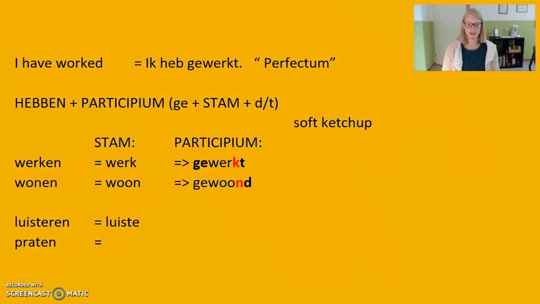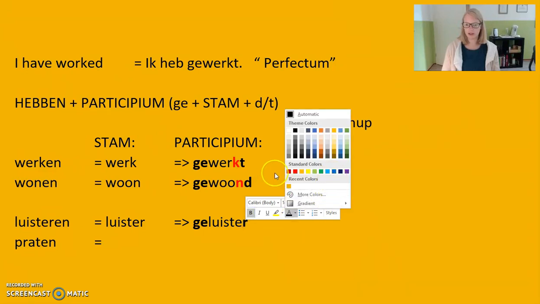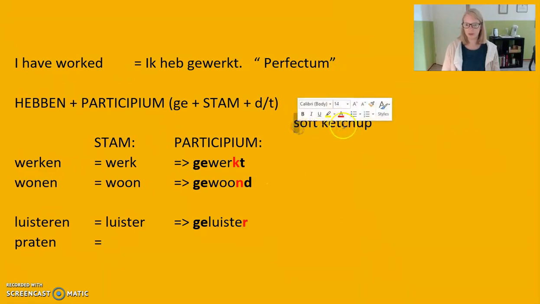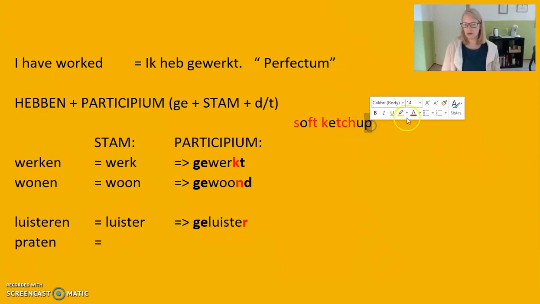The stem of luisteren is luister. You just take away en. We start with ge, like we did with all the other ones as well. Then we put the stem. And then we're going to look at the R. Is the R in soft ketchup? Let me see. It's not S, F, T, K, C, H, that's another T, or P. No. So we need to have a D at the end.